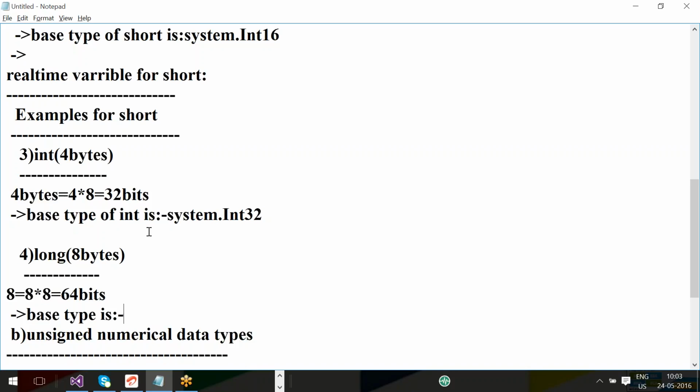Here the question is, when will you go with the smallest one? Whenever the signed numerical data is a very small amount, you will go with S byte. When will you go with long? If the numerical data is very long.